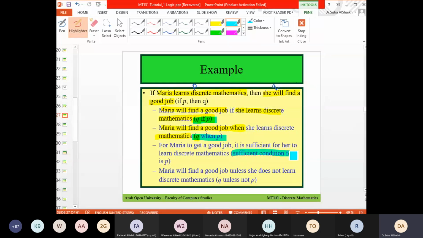هنا sufficient condition for Q is P. What is Q? Q, she will find a good job. So for Maria to find a good job, it is sufficient for her to learn discrete mathematics. If I want to write it like Q unless negation of P, Maria will find a good job unless she does not learn discrete mathematics. Okay, so those are different ways of writing the first statement.